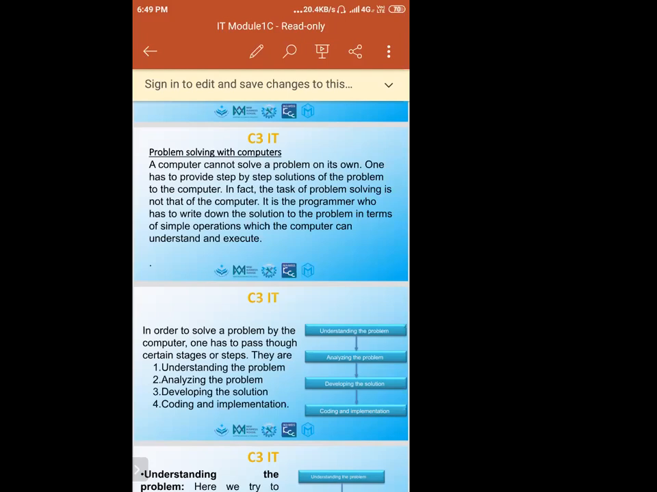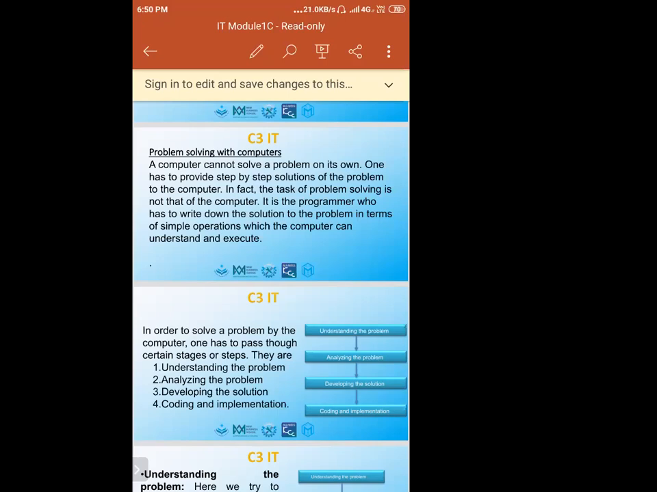So what are the steps you want to make? Understanding the problem, analyzing the problem, developing the solution for the problem, then coding and implementation of the program. So these are the steps to write a computer program. Suppose anyone asks how you write a computer program, what do you have to say? We have to go through the four steps.